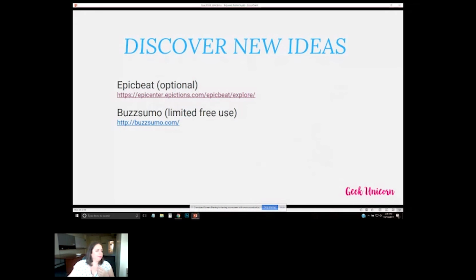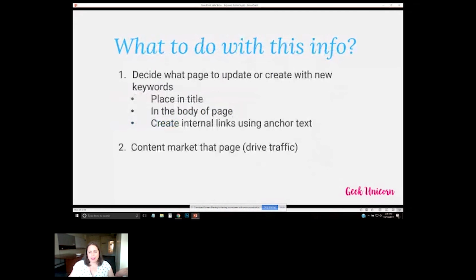All right, cool. So what do you do with all this info? I'm going to try to wrap it up quickly because I know we're at 2 o'clock. You're going to decide what page to update or create with new keywords. So our mom group keyword, for example, would probably work really great as just a straight-up service page or landing page. You want to place that in the title, and at least in the body of the page.